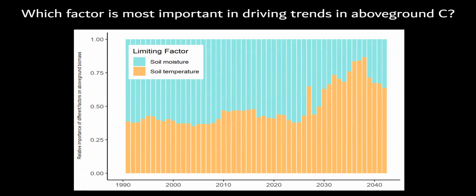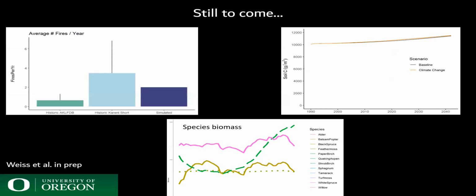Soil moisture seems to be the winner initially, lots of blue here, explaining about 70% of the variation, but over time in the future under climate change, soil temperature actually becomes quite important in driving above ground biomass trends.